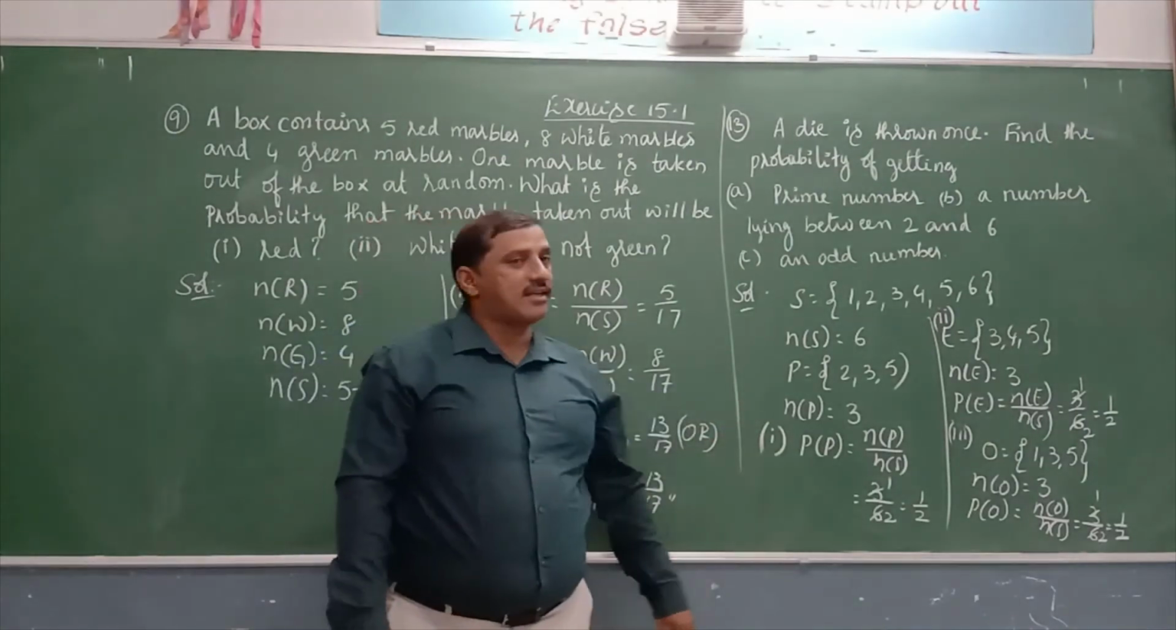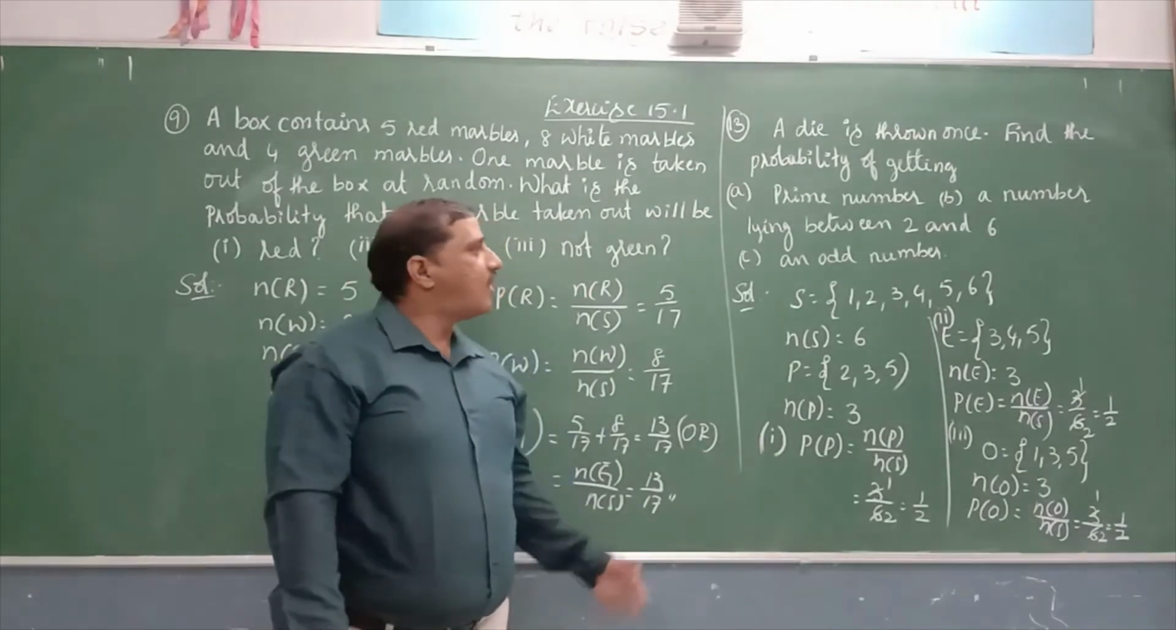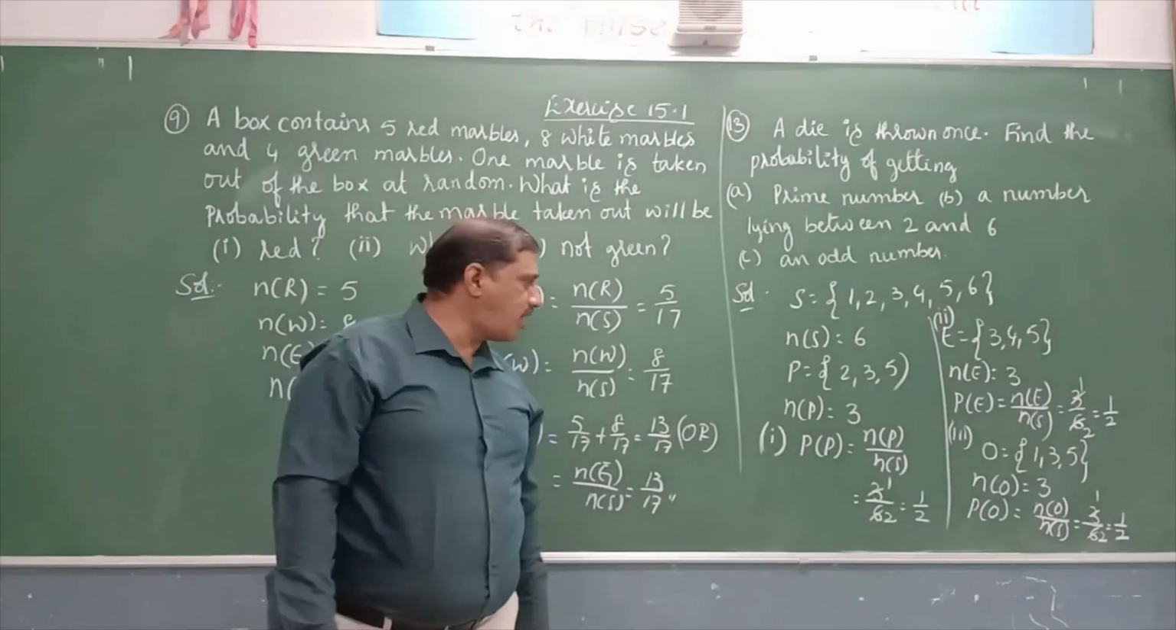So like this we find. Similarly, we will discuss when two dice are thrown simultaneously, what questions will be framed and how to solve those. Is it clear, children?